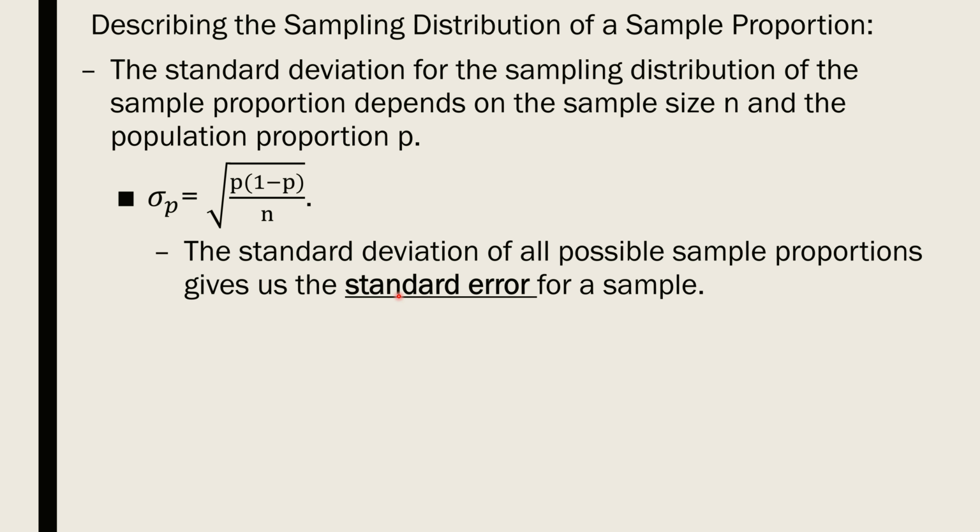The standard deviation for the sampling distribution of the sample proportion depends on the sample size n and the population proportion p. The standard deviation of all possible sample proportions gives us the standard error of a sample. The standard error, sigma p, is calculated as the square root of p times 1 minus p, divided by the sample size n.